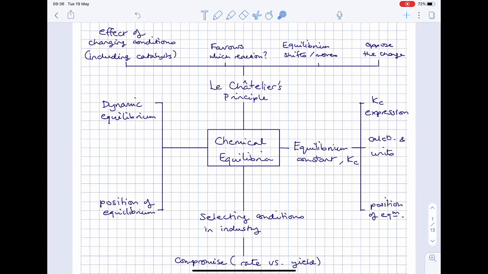So we covered what we mean by chemical equilibrium. We defined the features of a dynamic equilibrium, and we also explained what we mean by position of equilibrium.